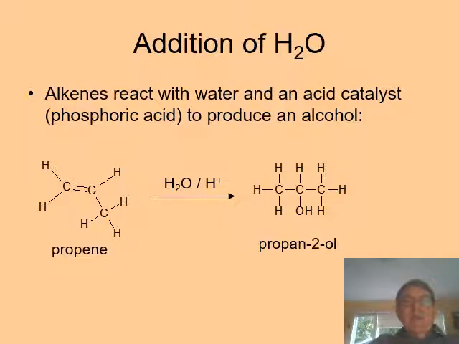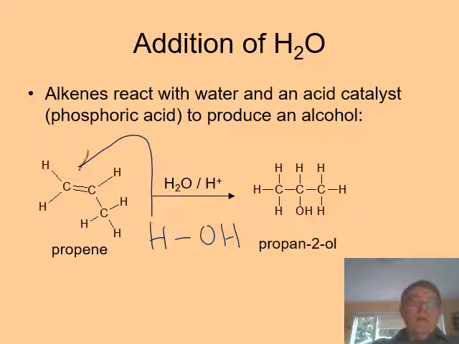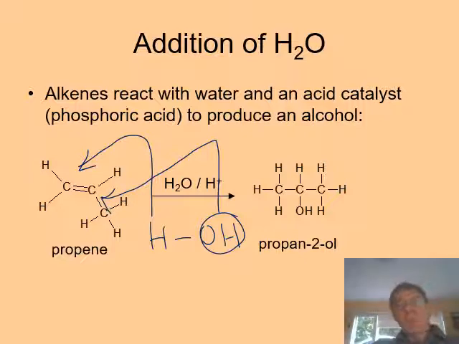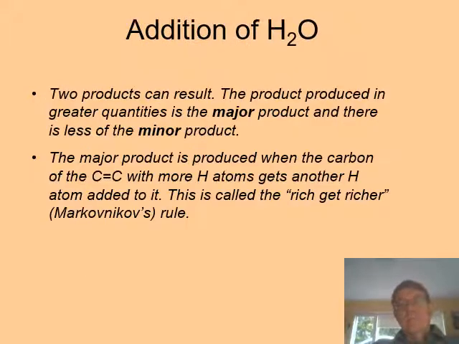You can also add water to an alkene. Now it's best to think of water as a molecule containing 2 groups, hydrogen and OH, which is oxygen, hydrogen. So then we can see that when we have an addition reaction with water, the H ends up on one carbon of the double bond, and the OH ends up on the other carbon of the double bond.